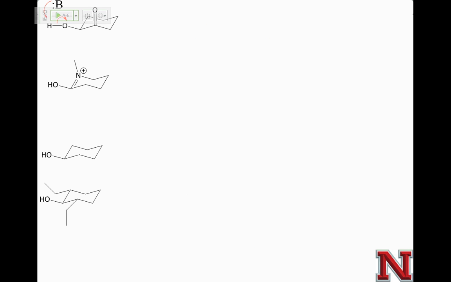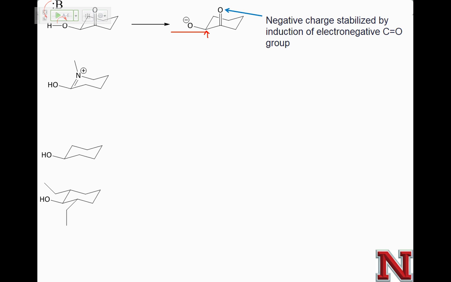So looking at B, what we see is if we deprotonate our oxygen in B, we don't have any resonance effects. We have an sp3 carbon between that pi bond, so we don't have overlapping p orbitals. Our negative charge is being stabilized by induction, though, as our oxygen is 2 atoms away.